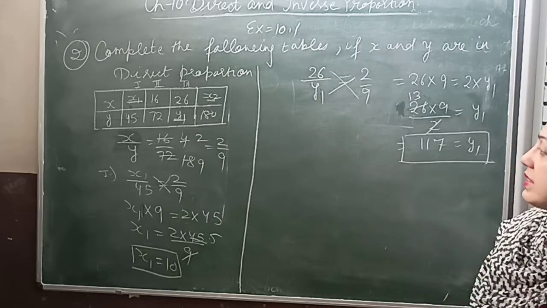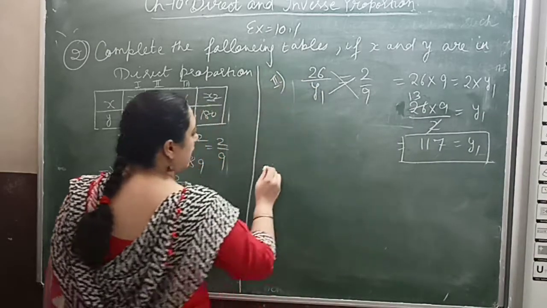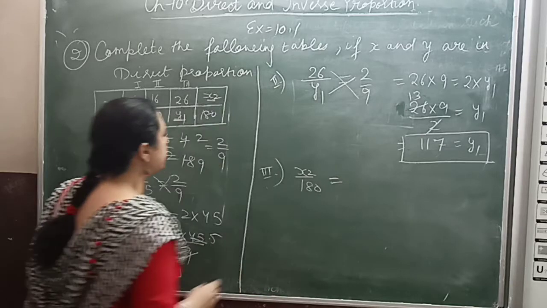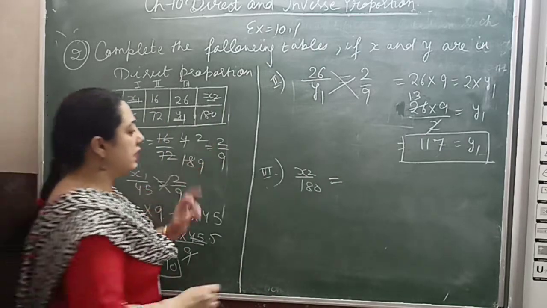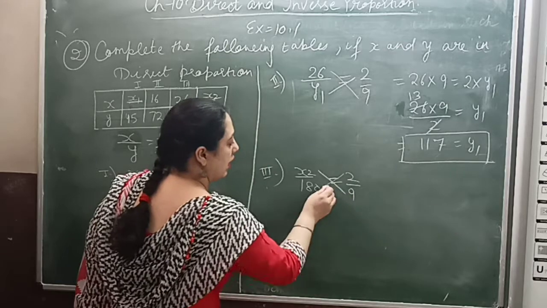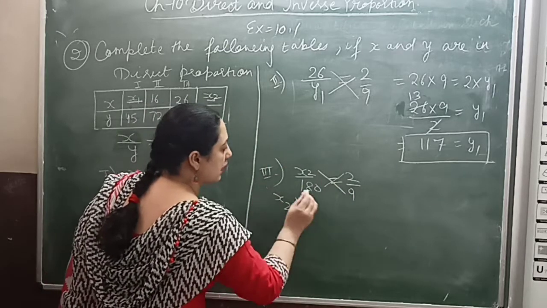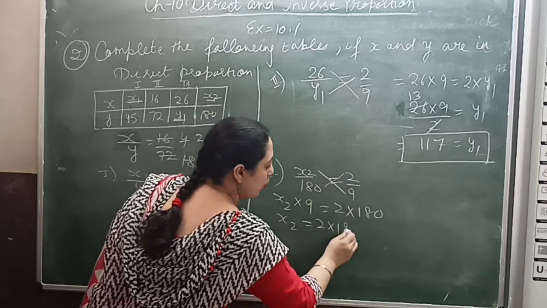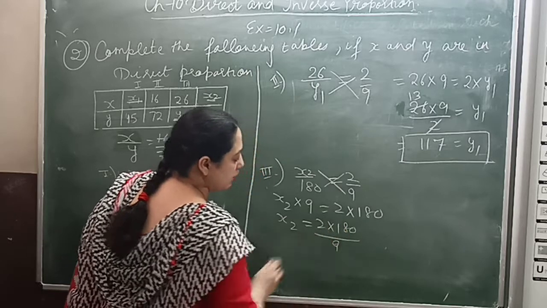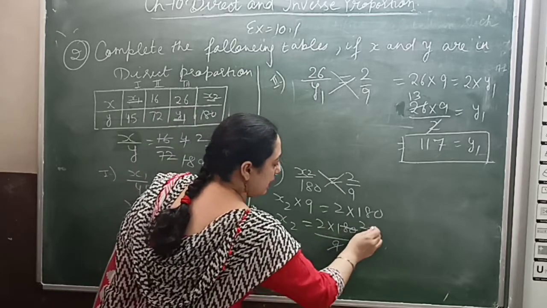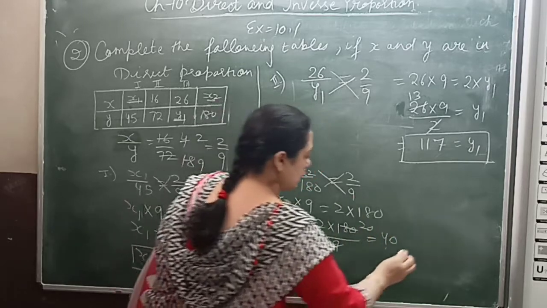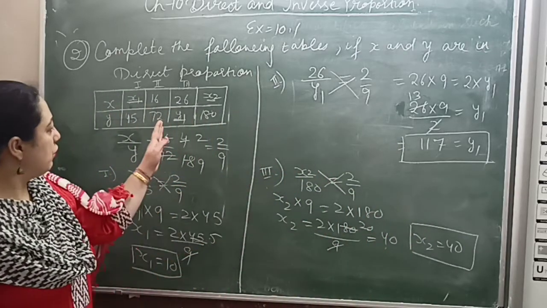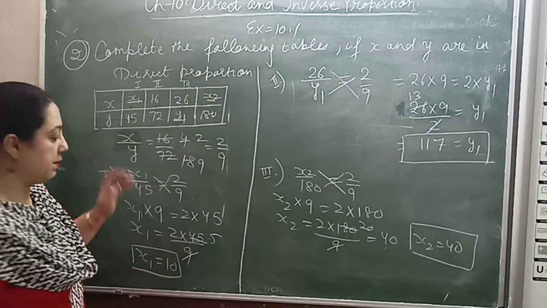Now the third missing value is x2. The third missing value is x2 over 180. It is again equal to the ratio 2 over 9. Again do the cross multiply. x2 into 9 equals 2 into 180. So x2 is 2 into 180 over 9. Divide these values: 9 20s are 180, and 20 into 2, I will get 40. So x2 is 40. By putting these values in the table, you can complete this table.